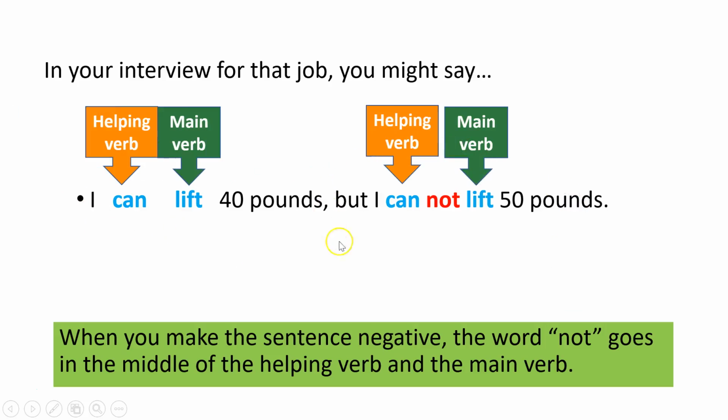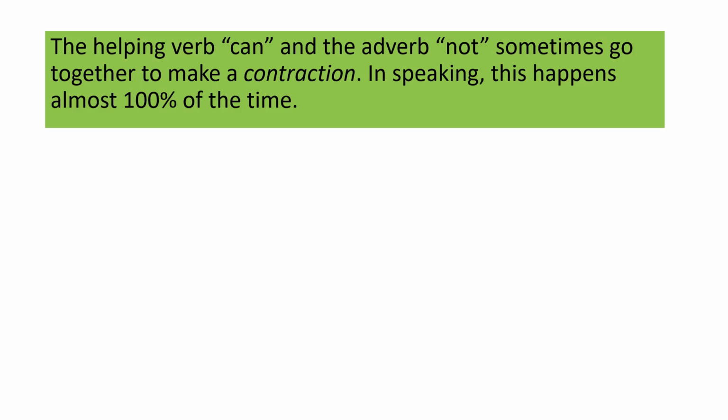In the second half of the sentence, I cannot lift 50 pounds. I still have a helping verb and a main verb, but I have not in the middle. And that's the rule, that in order to make a negative, the negative word not always comes in the middle between the helping verb and the main verb.